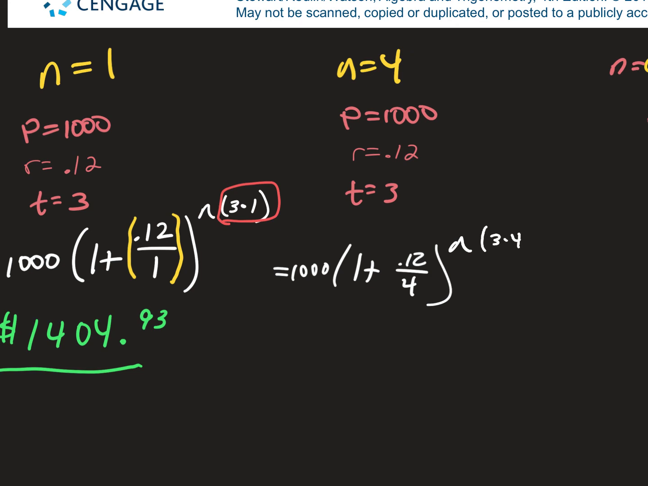And then when I raise this, I'm going to raise it to the 3 times 4 power, right? What's another way I could write 3 times 4? I could put 12. But remember, this fraction in here has to go in its own parenthesis. So you're going to say 1,000, parenthesis, 1 plus, parenthesis, 0.12 divided by 4, close that parenthesis, then close the big parenthesis, and then raise it to the 12th power, or to the 3 times 4. What do y'all get?